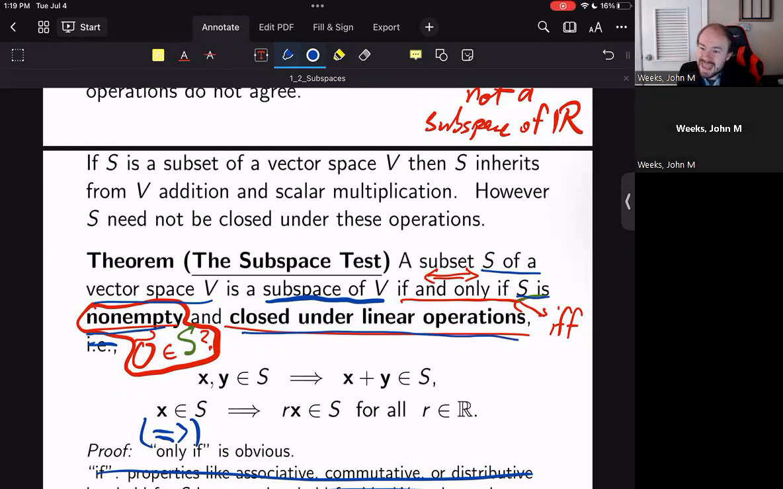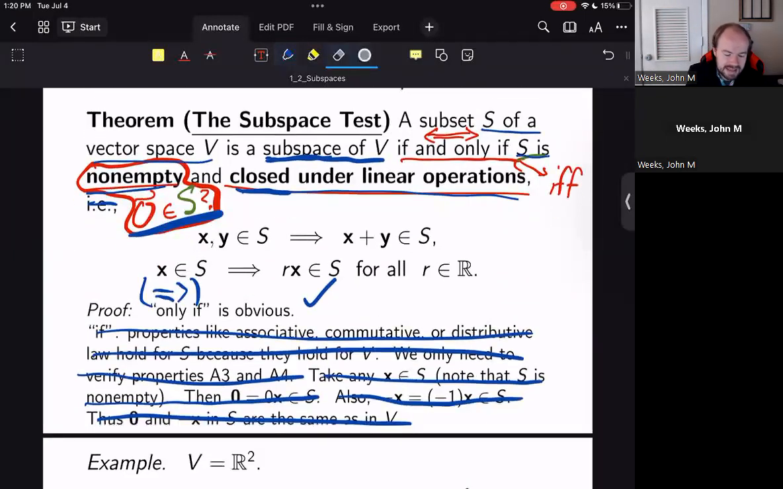Well, "only if" ends up being pretty straightforward, actually, because if you have something that is a subspace, remember, it's a vector space in its own right. So if S is a vector space, well, it's got to have 0. So it has 0. And then it's also closed under linear operations because vector spaces have to be, right? So that is obvious. If it's a subspace, it's not empty, it's got 0, and it's closed under linear operations. So that one's good to go.